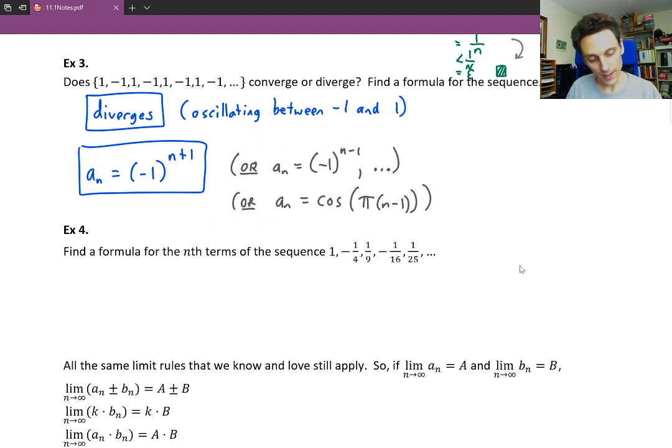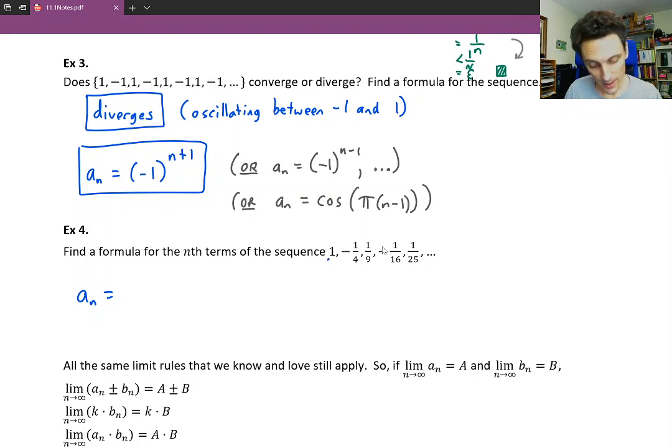Now, example 4 asks you to find a formula for the nth terms of this sequence. Now, here we have a couple of things going on. We have alternating signs, positive, negative, positive, negative, positive, negative. Those we can handle. In fact, let's start writing this up. So I'm going to put those signs on the top of these fractions. So I'm going to think of it as negative 1 on the top, negative 1.